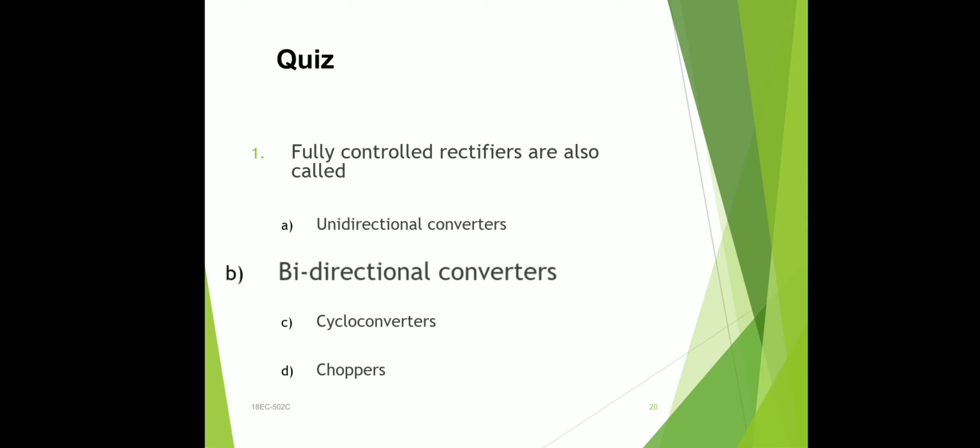Two-pulse converters. What does two-pulse mean? It means we are converting both the positive and negative half cycles. That is the reason it is called a two-pulse converter, and bidirectional, since positive and negative both are conducting. So, bidirectional converters.